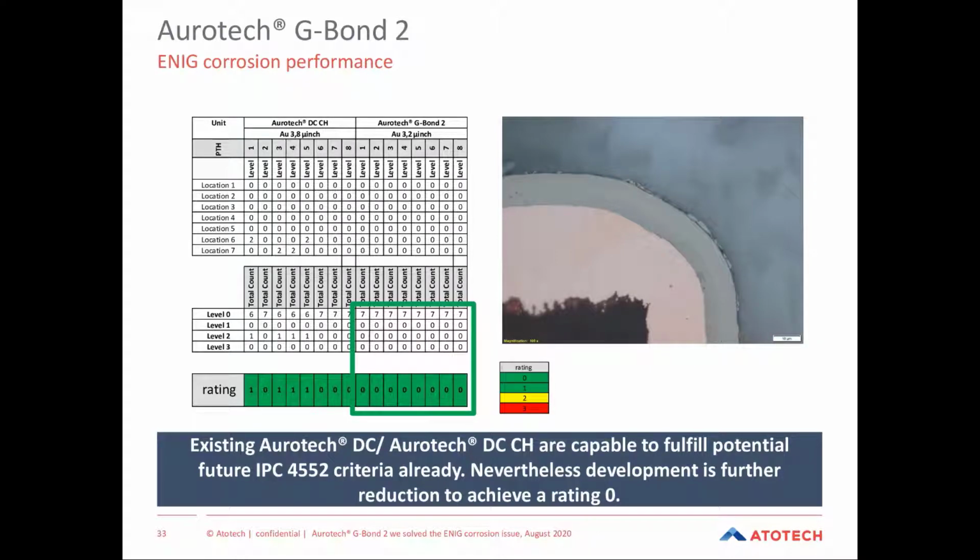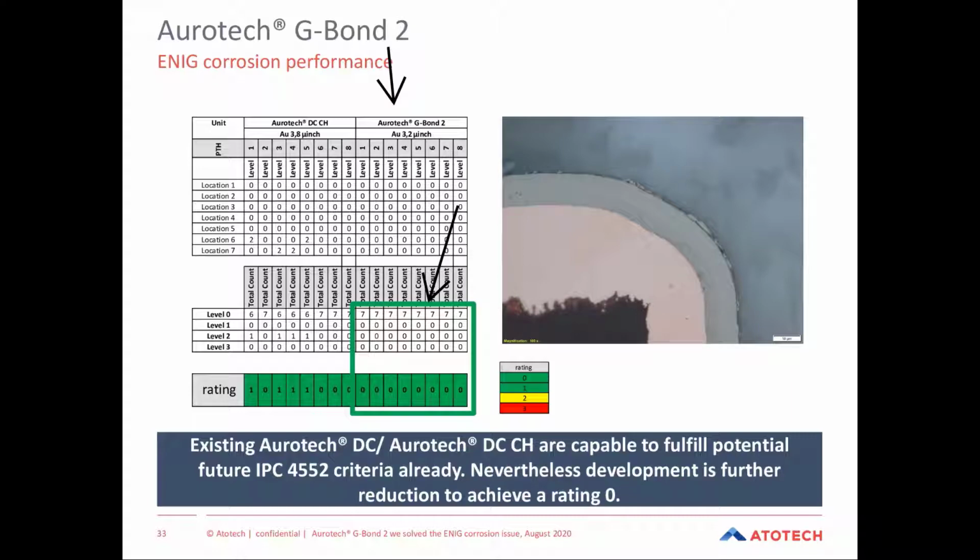And what you see here on this slide is a comparison of the Aurotech DCCH and the G-Bond 2, so the second and the third generation gold. If you now look down here in the overall summary of the levels, you see that for G-Bond 2 we really have only level 0 for all the PTHs which were investigated. And from these levels, we create a kind of mean value, which is the rating.